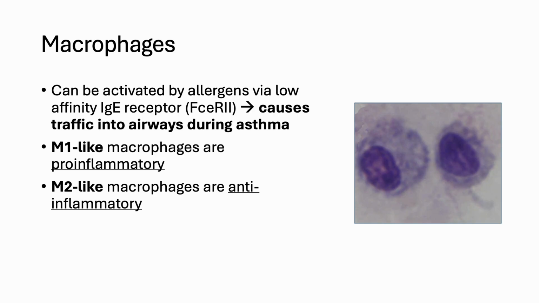But when they are activated by this receptor and interface with an allergen, they're going to cause cellular traffic into the airways during asthma. So they're going to recruit potentially things like neutrophils or other mast cells or other macrophages, and these are all going to contribute to more airway hyperresponsiveness. Also, a thing to note is that there are M1-like macrophages and M2, and the former are generally pro-inflammatory, and the latter are generally anti-inflammatory.